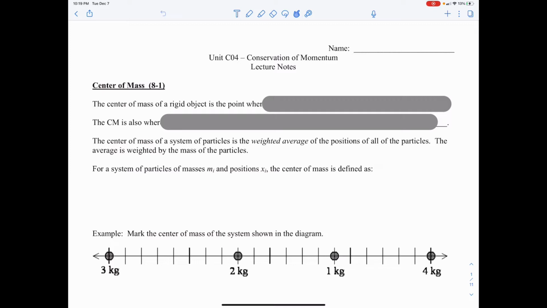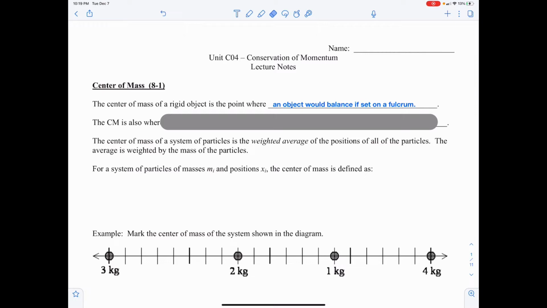Section 8.1, Center of Mass. The center of mass of an object is a point where an object could balance if set on a fulcrum. Think of a fulcrum as a point of rotation, like a seesaw or a teeter-totter would sit on a balance point. That balance point is called a fulcrum. We're going to abbreviate center of mass as CM, so be aware of that for future note-taking.